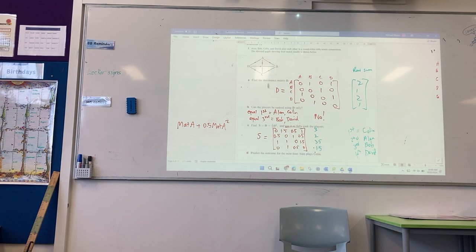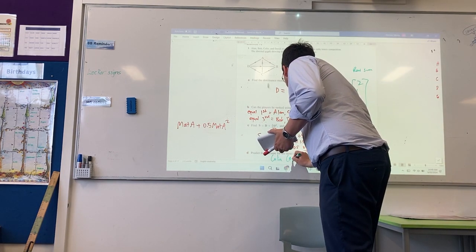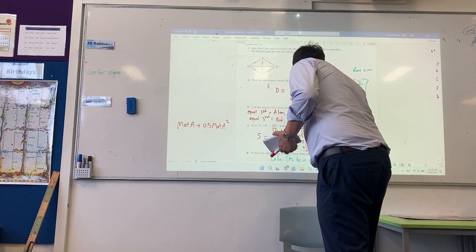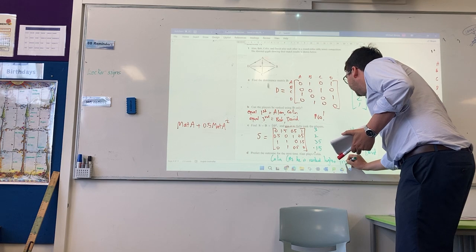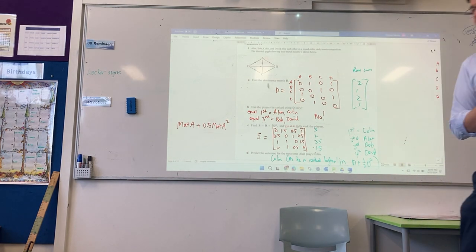Sorry, I'm going to disagree with this, Sareem. Highest ranked player, so I would probably predict Colin. As he is ranked higher in D plus half D squared. You agree? Probably Colin? But you're right, it's only just. Okay?